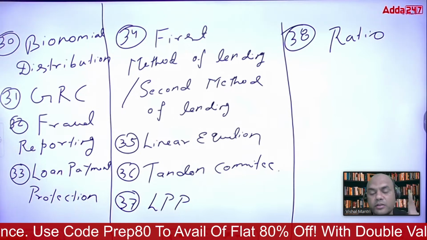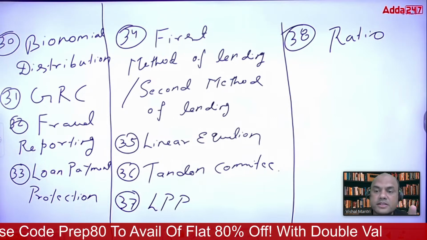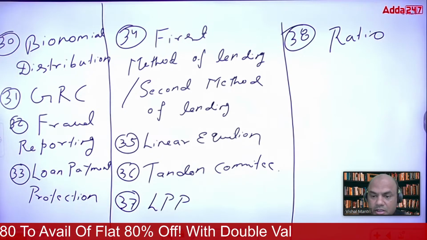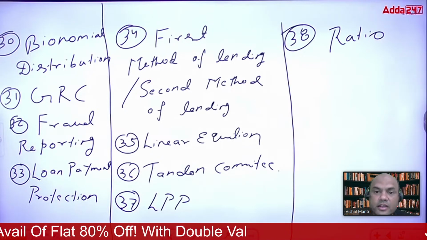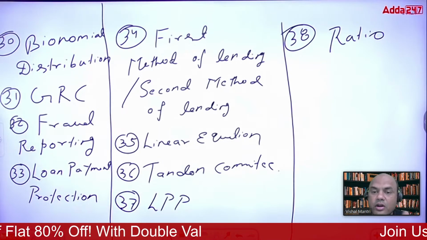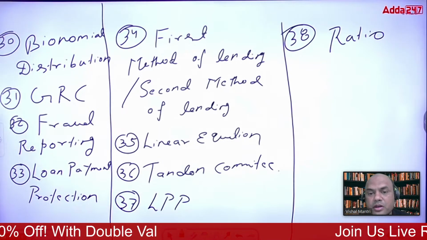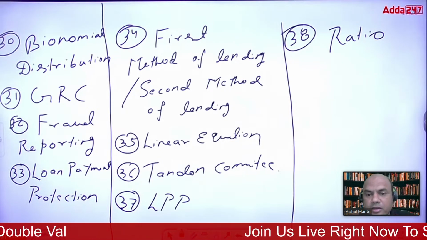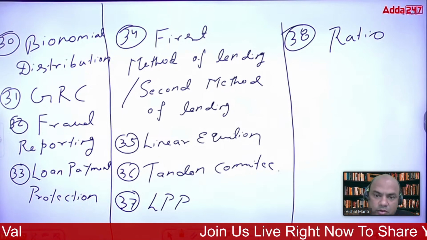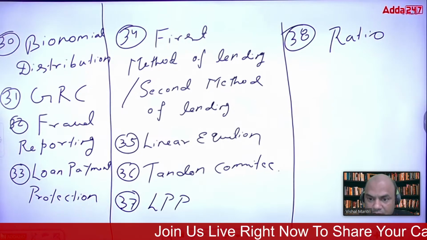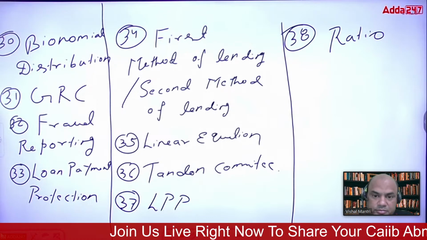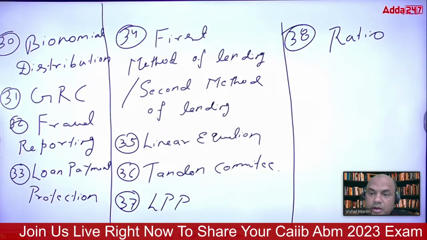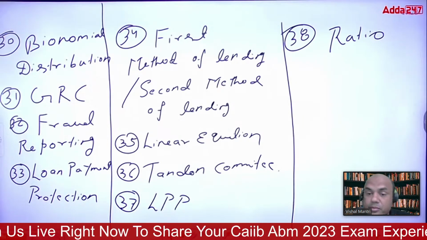Now I'll tell you, everyone pay attention. Pay attention to whatever I'm saying. If a cash credit case study has not come in ABM, be sure it will be there in BFM. Because either in ABM or in BFM, cash credit has to come. Working capital cycle management, that has to come. If working capital is not there in ABM, it will come in BFM. It will be there in BFM.